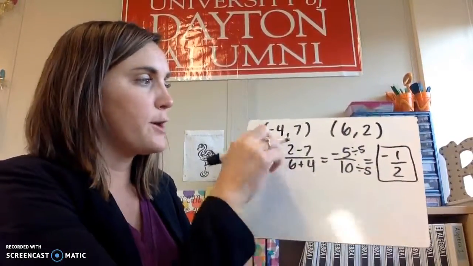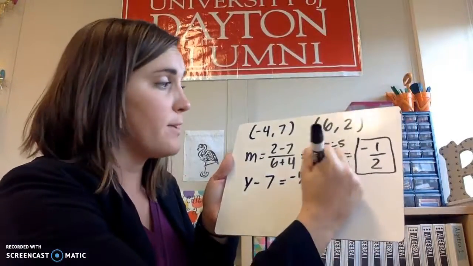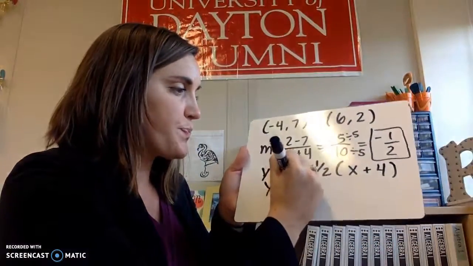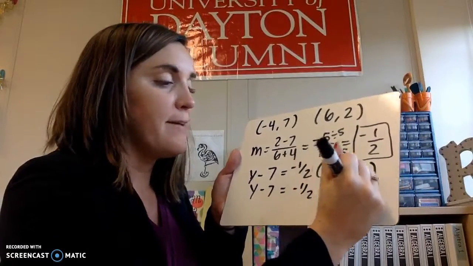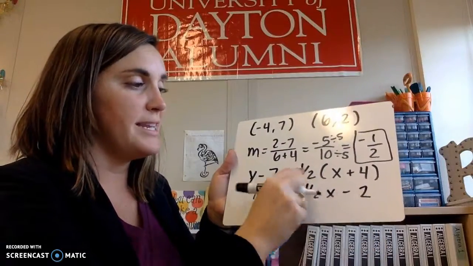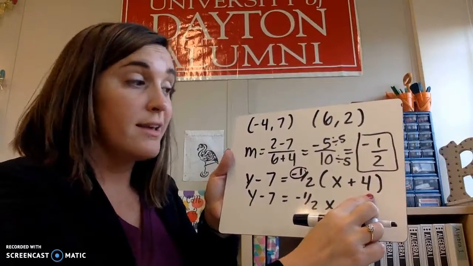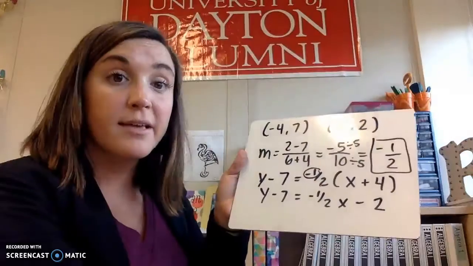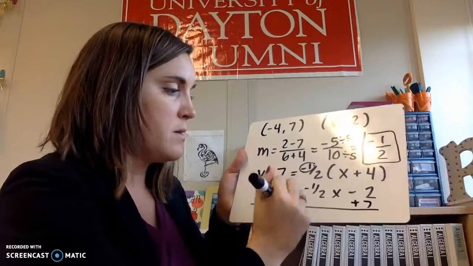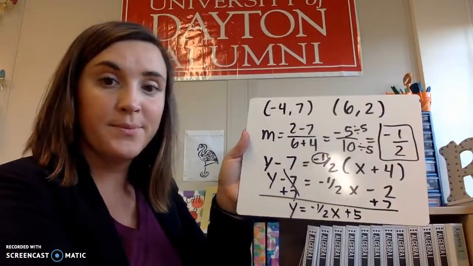Okay. Point slope form. Y minus y1, so minus 7 equals negative 1/2, parentheses x minus a negative, so that becomes plus 4. Distribute through. Y minus 7 equals negative 1/2 x minus 2. I know that half of 4 is 2, and it's a negative. If you don't see that right away, negative 1 times 4 is negative 4, and negative 4 divided by that positive 2 gives me negative 2. Plus 7 on each side. Y equals negative 1/2 x plus 5.